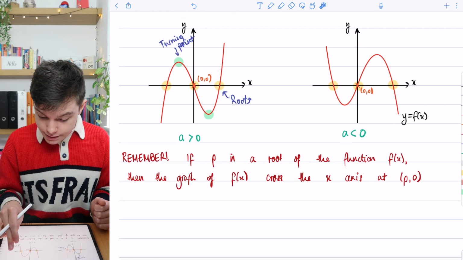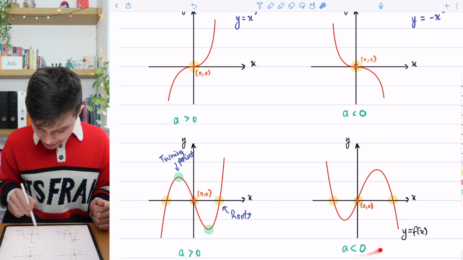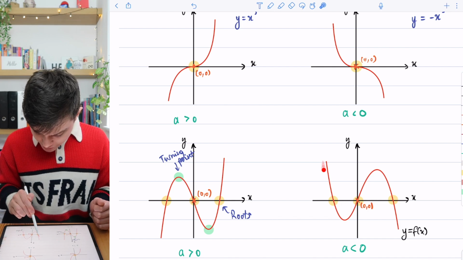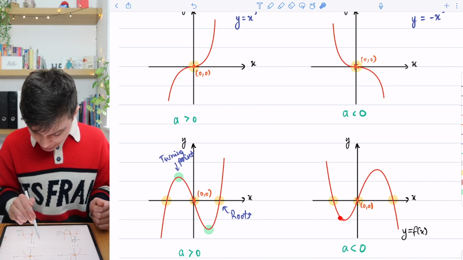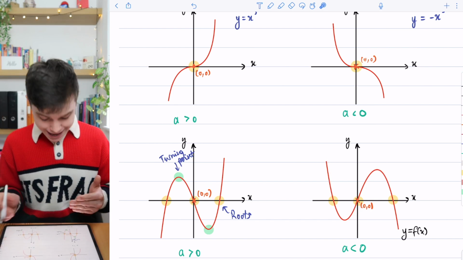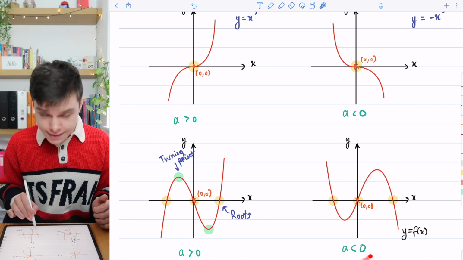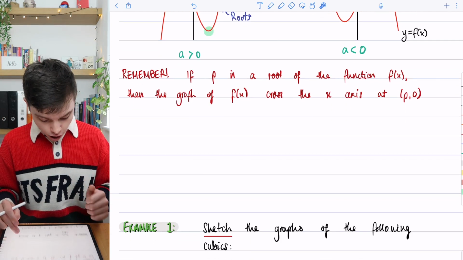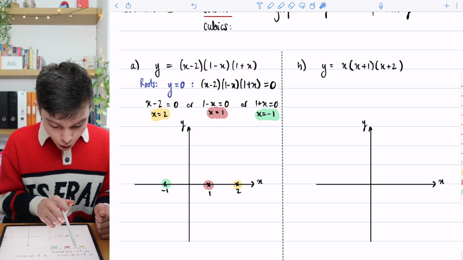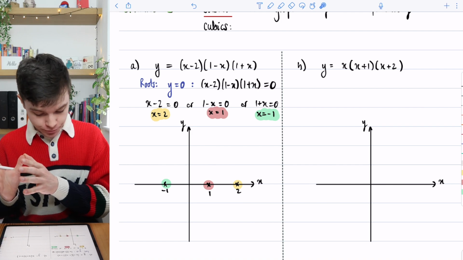Now, what I have to take into consideration is whether A is positive or A is negative. I can see I've got 3 roots, so my graph is going to look something like this, in this shape. But is it going to start down here, or is it going to start up here? Let's have a look whether A is negative or positive. If we expand these brackets, we're going to get the value of A with the x cubed.